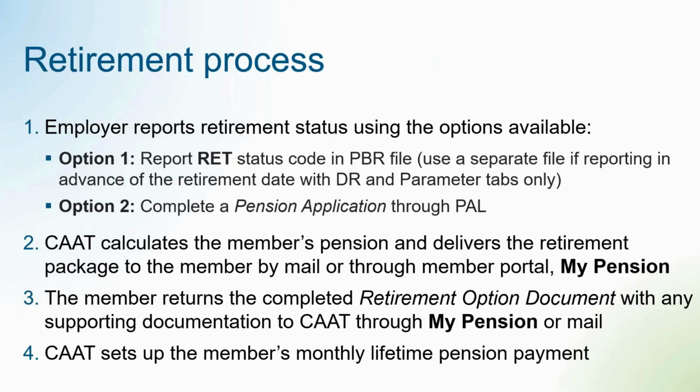Next, the member returns the completed retirement option documents with any required supporting documentation to CAT. They can do that online using My Pension if they are registered or by mail. Employers are able to see the progress of retirements in PAL. Finally, if the member has opted for an immediate pension, we will set up the member's monthly pension on the next available payment date, and the member will receive it for life.